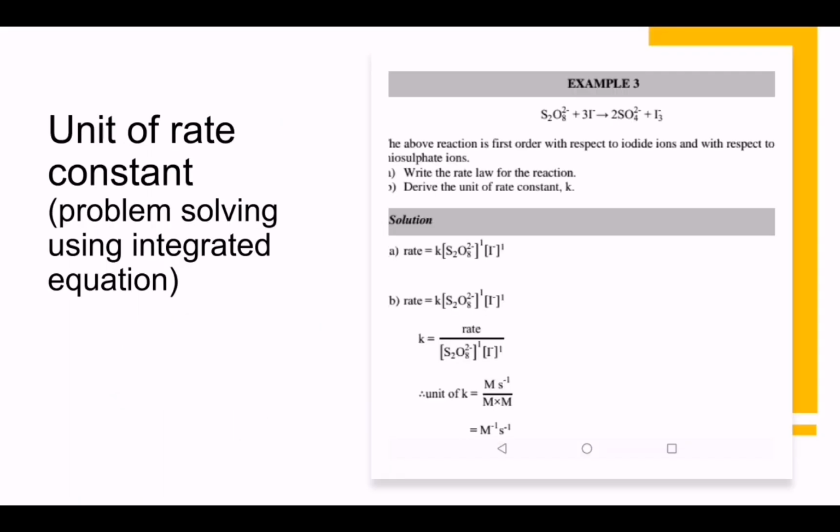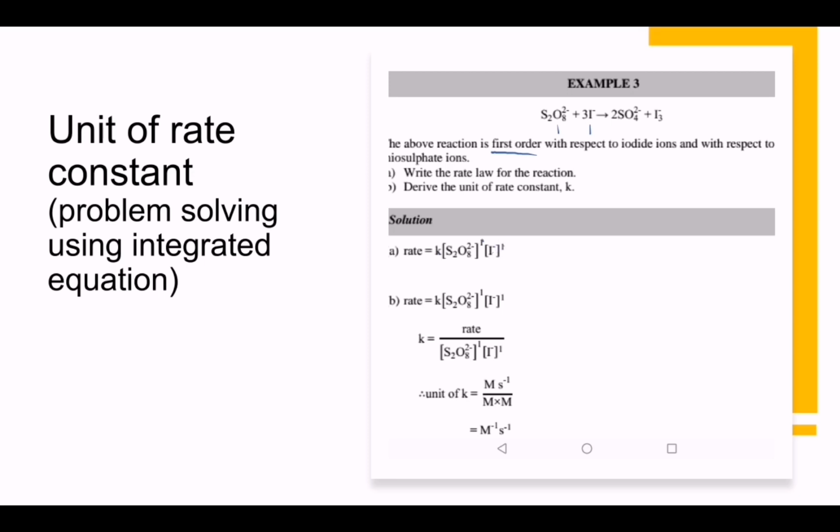Now let's go to example 3. The above reaction is first order with respect to iodide ions and with respect to thiosulfate ions. So diberi the order is first order for both reactants. Write the rate law for the reaction. So rate equals to K, concentration of S2O8 2 negative, to the power 1, which is the order of reaction, times I minus to the power 1, which is also the order of reaction.